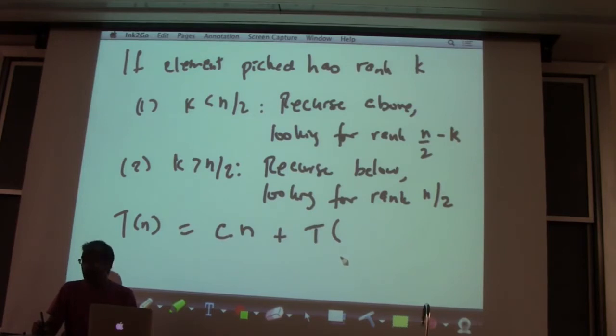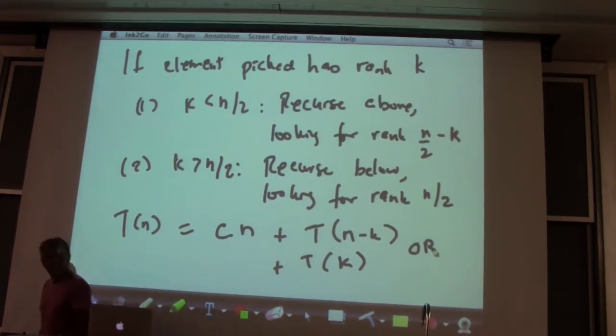If k is more than n over 2, you always throw away k elements, you're saying it should be n minus k. We always throw away k elements. Do I always throw away k elements? Yes. No, sometimes I throw away n minus k elements. Yeah, right. So either my running time looks like this, or it looks like this. One of the two things will happen, not both. Right? This or this. And we don't know what k is, because we picked an arbitrary element.